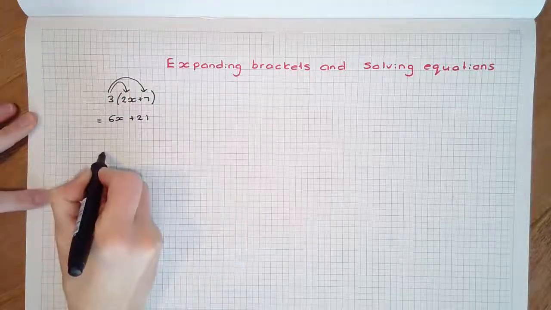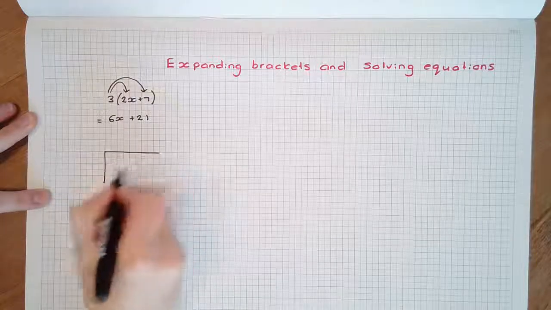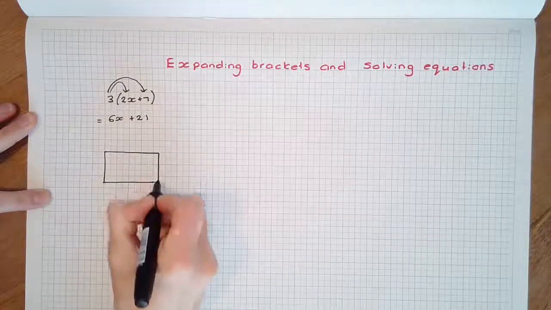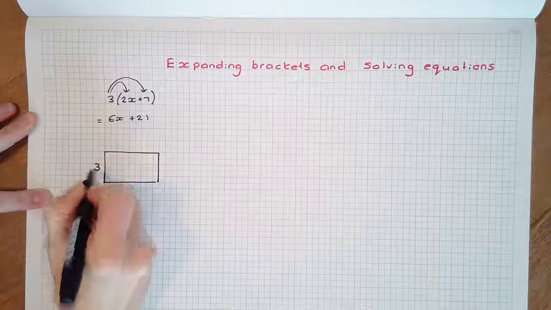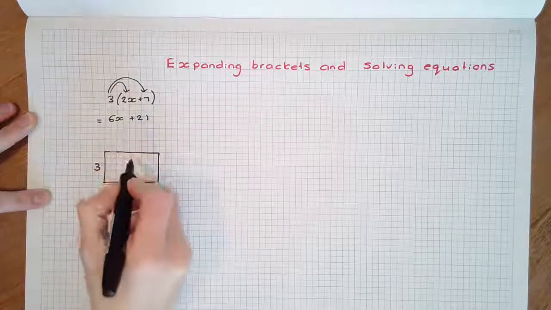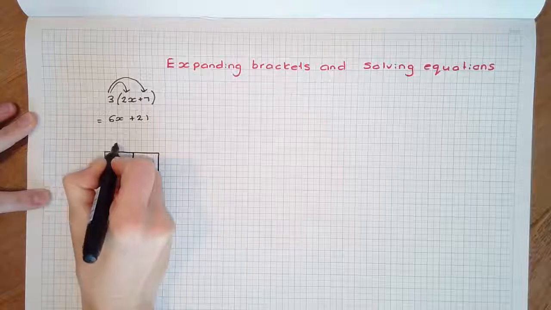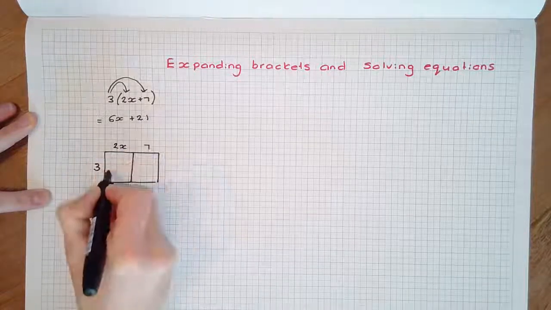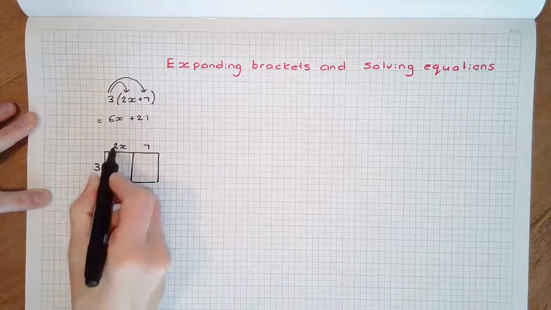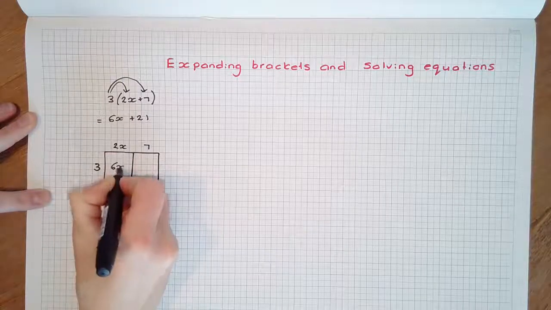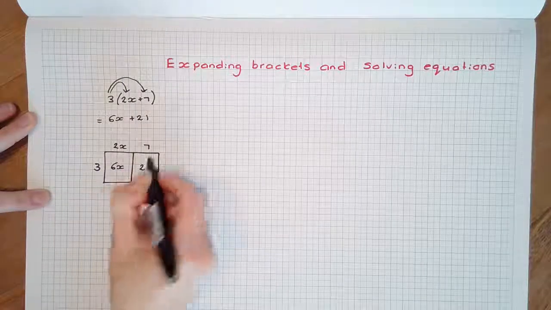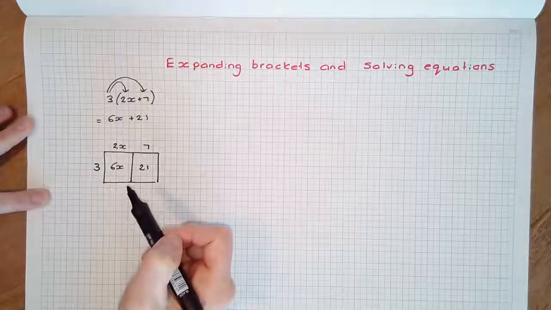Similarly, using the area model, we put the term on the outside at the front and the two terms in the brackets on top, finding the area of each rectangle. 2x times 3, which is 6x, and 7 times 3 is 21, giving us 6x plus 21.